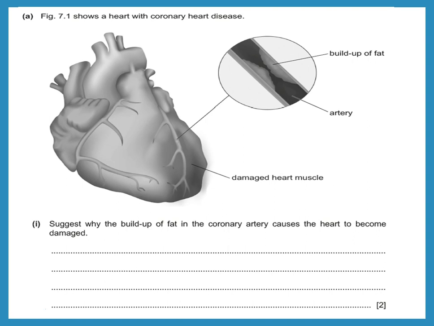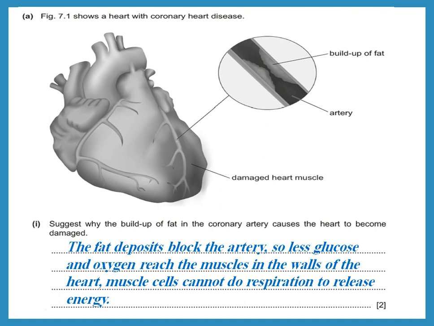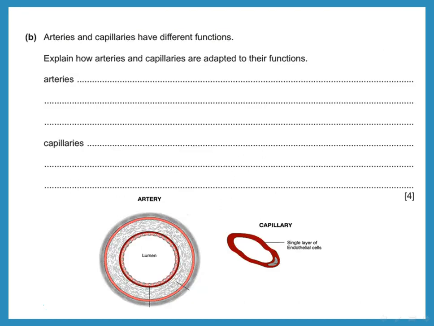Then he says, suggest why the buildup of fat in the coronary artery causes the heart to become damaged. We said the coronary artery, if it is damaged, that leads to heart disease. Now, why is that? Remember that the fat deposits block the coronary artery. And the coronary artery is the one that is supposed to be bringing glucose and oxygen to the muscles and the walls of the heart. So if the coronary artery is blocked, then less glucose and oxygen reach the muscles and the walls of the heart. So the muscle cells cannot do respiration to release energy, so the muscles cannot contract and the heart cannot pump the blood to the body.